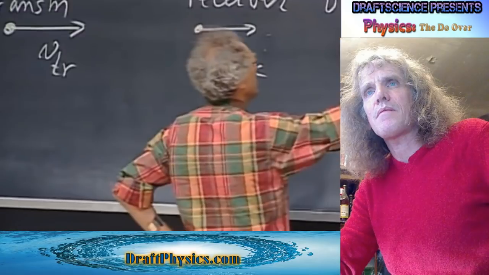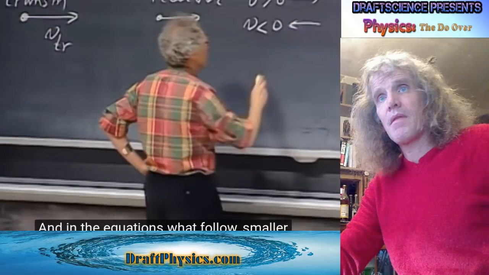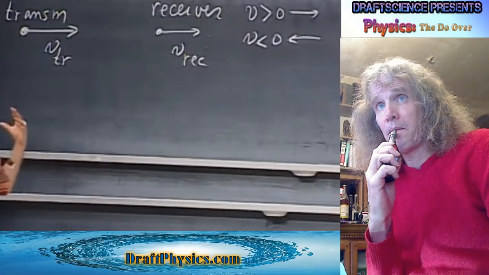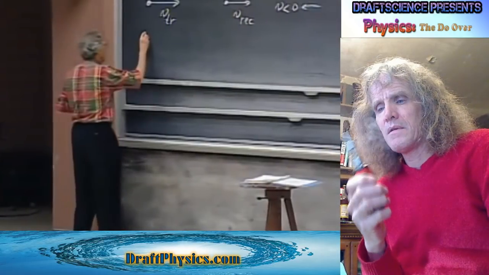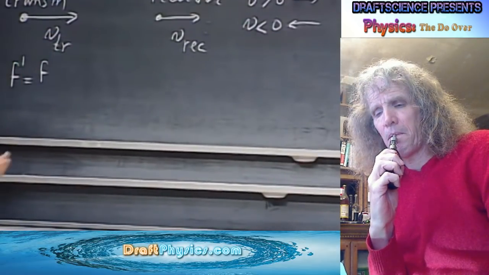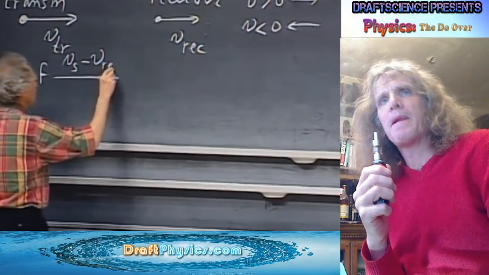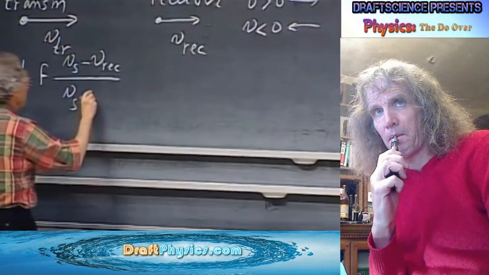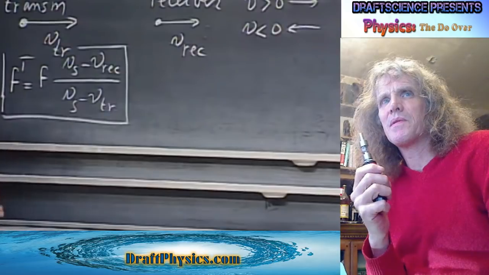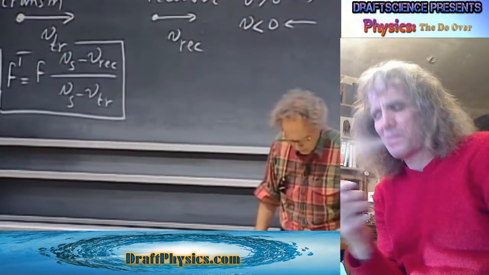And v should be larger than 0 if the velocity is in this direction, and in the equations that follow, smaller than 0 if it is in this direction. The frequency that the receiver will experience, will hear, if you like that word, that frequency I call f prime, and f is the frequency as it is transmitted by the transmitter. And that f prime is f times the speed of sound minus v receiver divided by the speed of sound minus v of the transmitter. So this is known as a Doppler shift equation. If you have volume 1 of John Coley, you can look it up there as well.